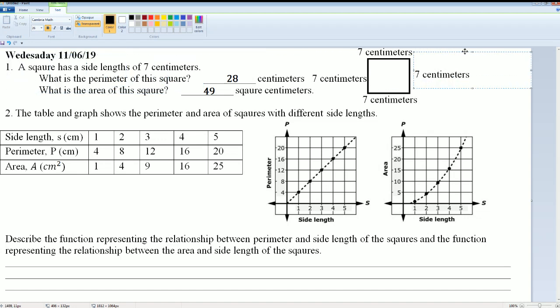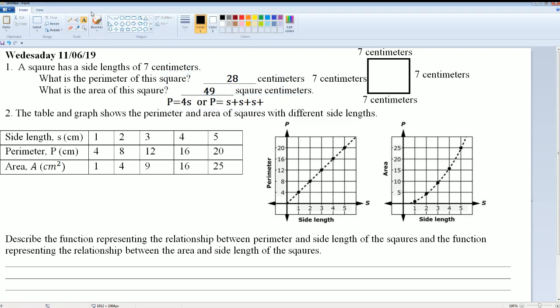Let me see where I can drop the formula. Can I drop the formula? You know what? Let me just drop it here, and I can just move it up. S plus S. Okay. So it can be that or this.